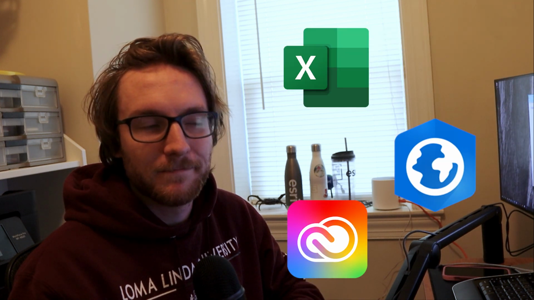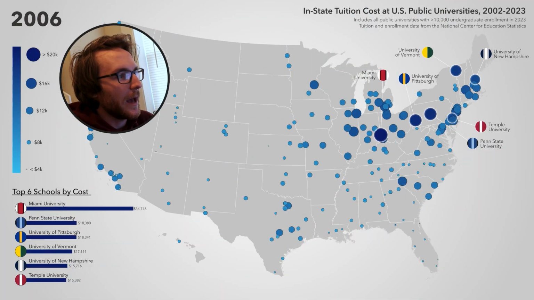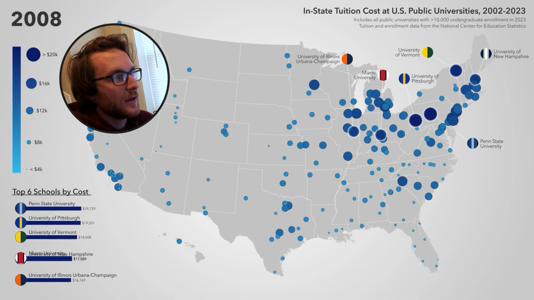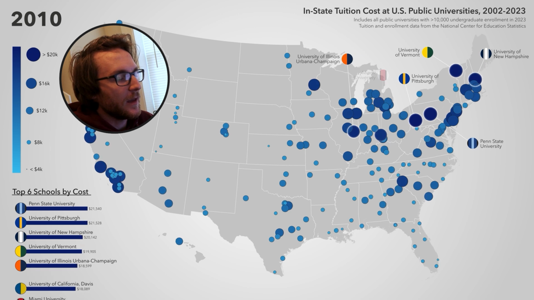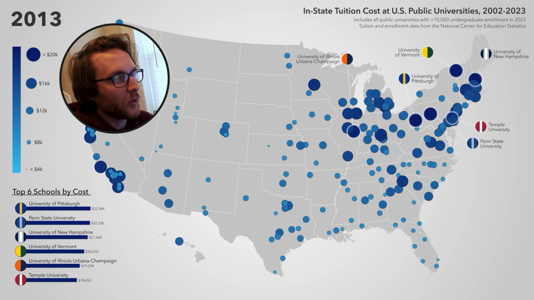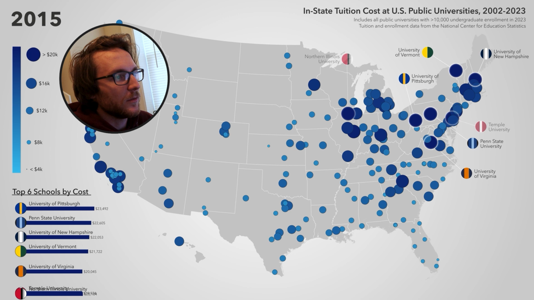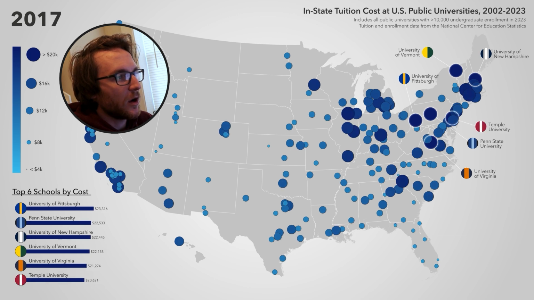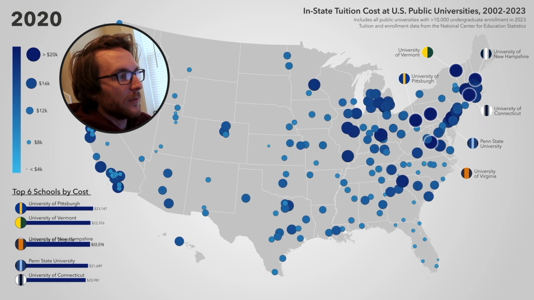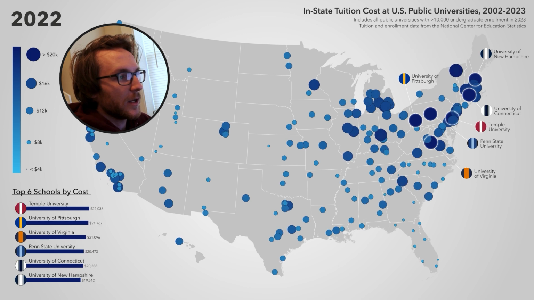Hi, my name is Charlie Lott, and today I'm going to show you how to create a proportional symbol map using Excel, ArcGIS Pro, and the Adobe Creative Cloud. A proportional symbol map or bubble map looks like this: a symbol for each point of data, in this case a circle, with a smaller or larger size depending on its data value. This map is showing tuition costs at public universities in the US from 2002 through 2023.